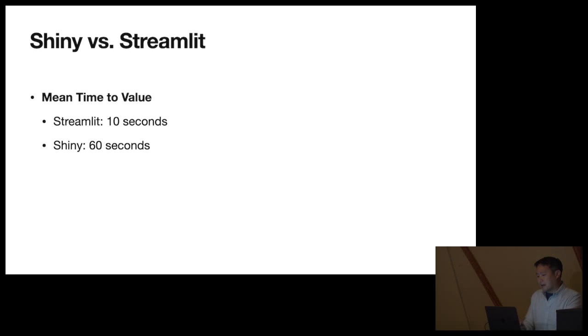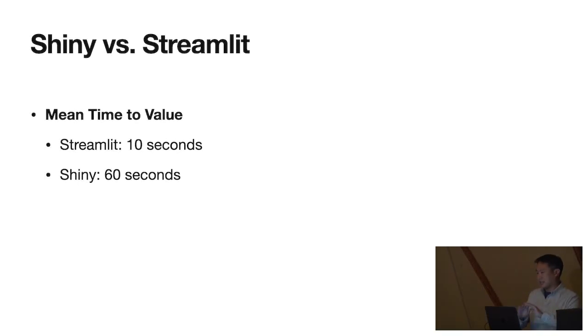So I would sum it up by saying the mean time from getting started to having something of value, Streamlit, it's incredible. Like within 10 seconds, you have an interactive plot. And with Shiny, maybe it takes you 60 seconds. Okay.